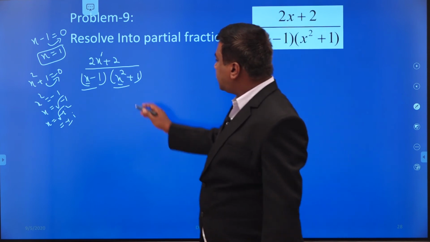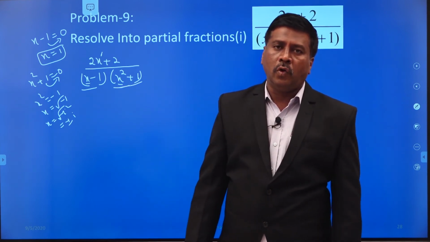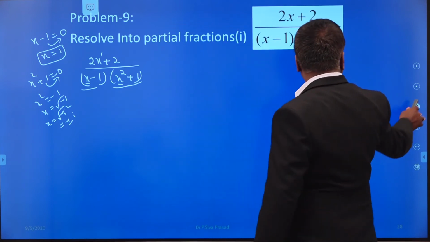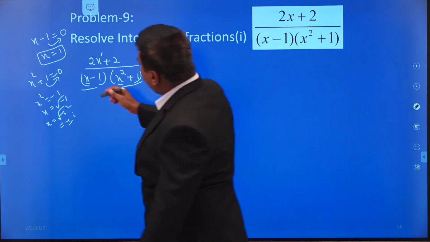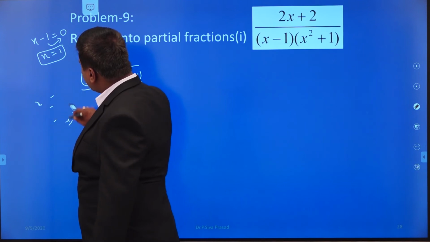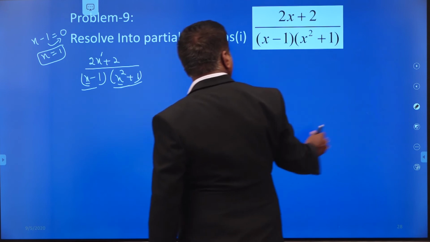Therefore, this is under the category of quadratic form, which is non-repeated. And also x minus 1 is a non-repeated linear factor. Therefore, how do we take the partial fractions here? You tell me.